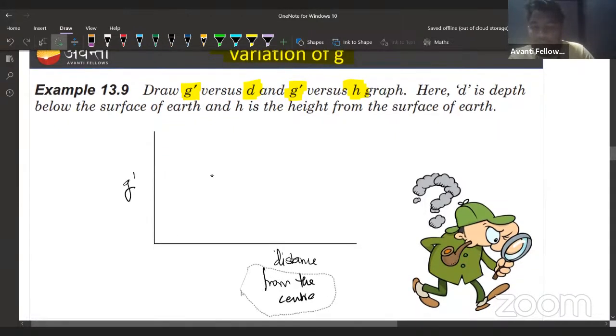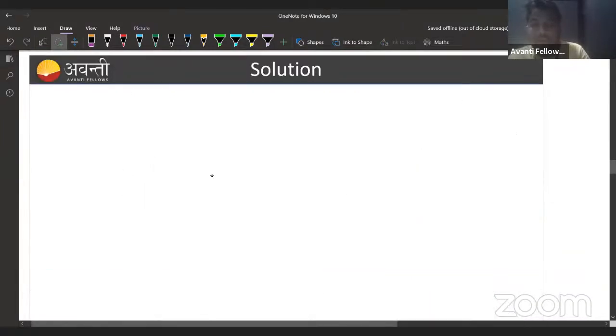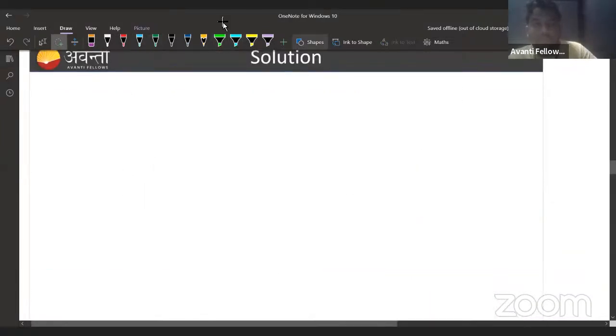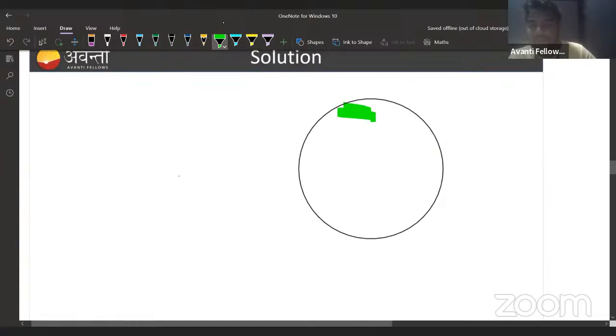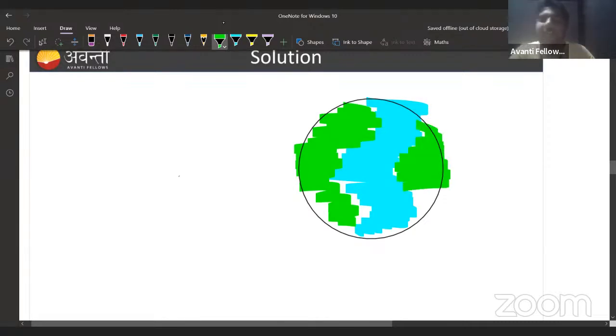So let me take an example by drawing the Earth first. Okay, so this is our Earth. This is where we live, since we are terrestrial animals, right? This is the water where we don't live, since we are yet again terrestrial animals. So this is our Earth. Now what we are going to do is, this is the center of the Earth, right?